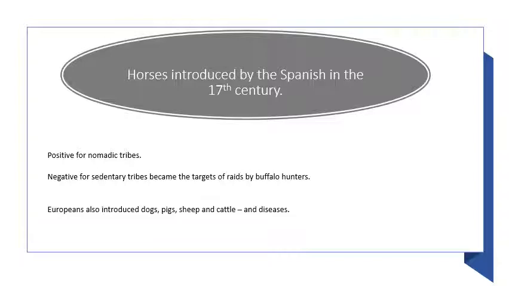Europeans also introduced other animals such as dogs, pigs, sheep, and cattle. They unwittingly introduced diseases. Europeans were not aware that Indians were not immune to European diseases. And anyway, they would not have had the scientific knowledge to spread European illnesses intentionally.